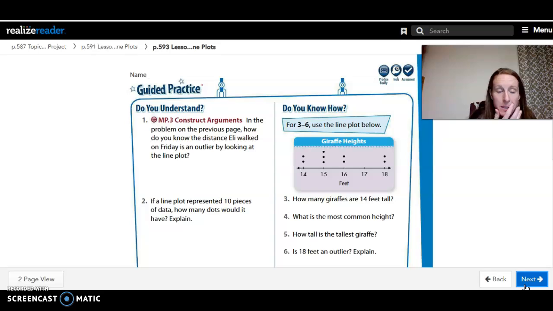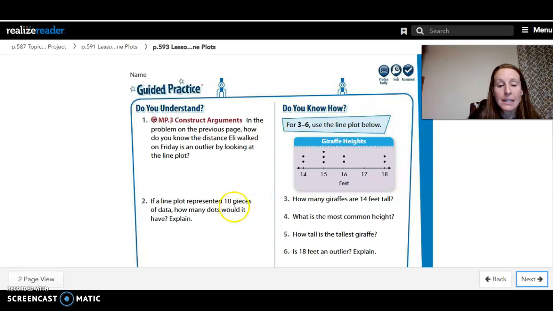Okay, moving on, almost finished here. Let you do your own work. Question number 1, in the problem on the previous page, how do you know the distance Eli walked on Friday is an outlier by looking at the line plot? So we did talk about that. It's not near any other data. It's kind of out there by its own, on its own, out in left field.